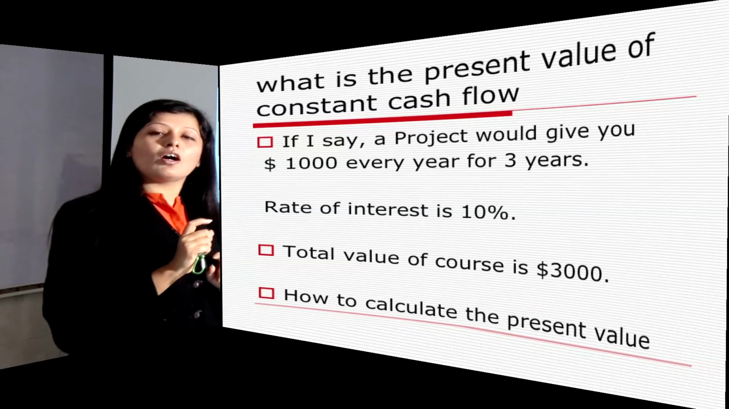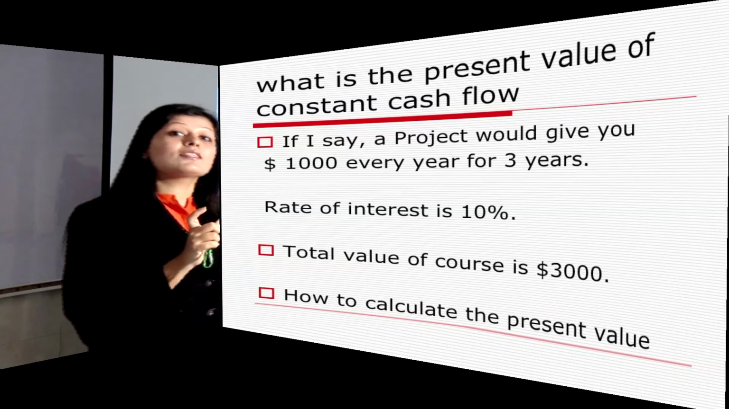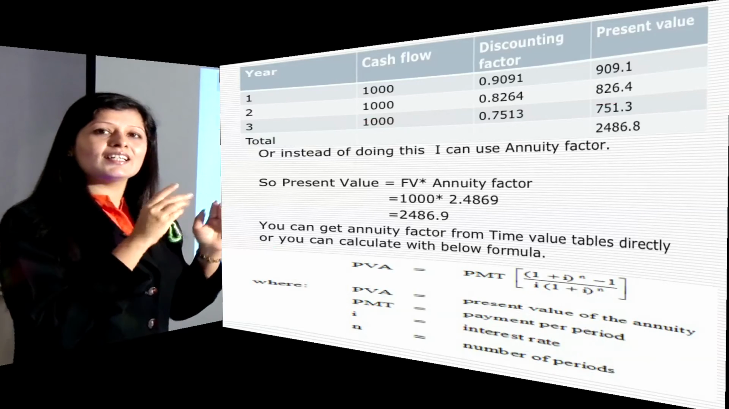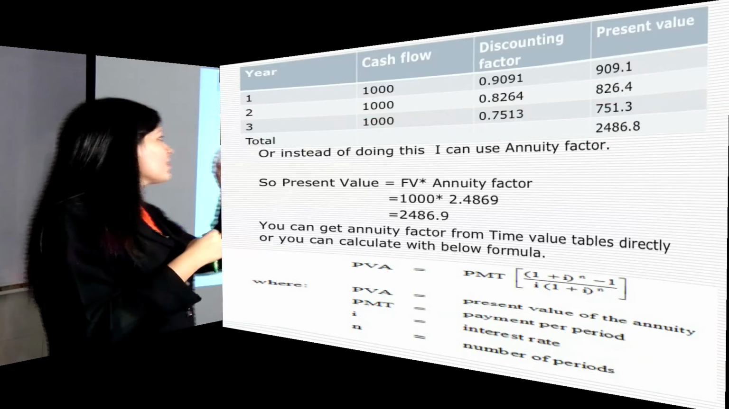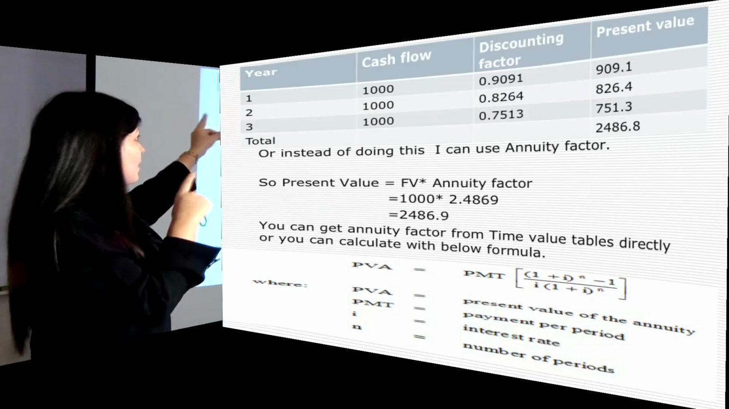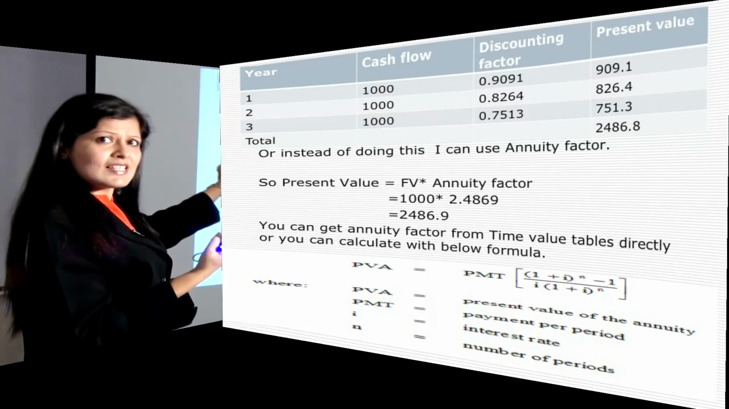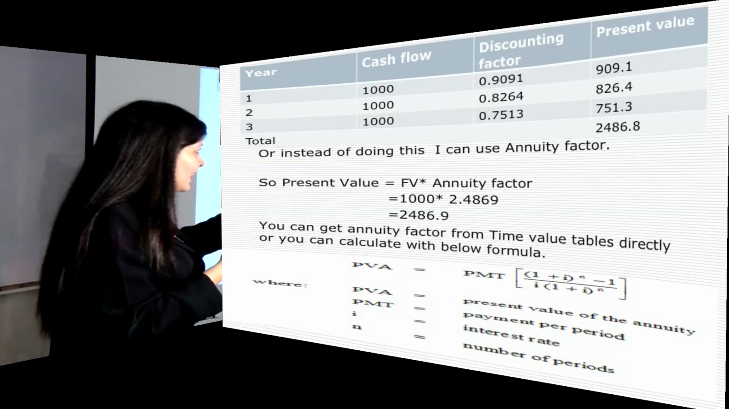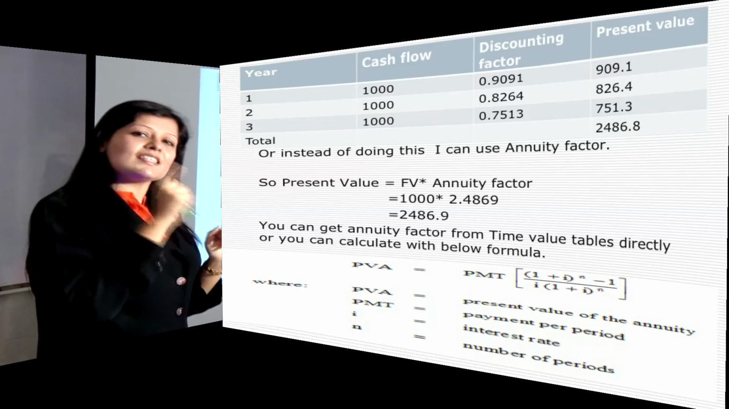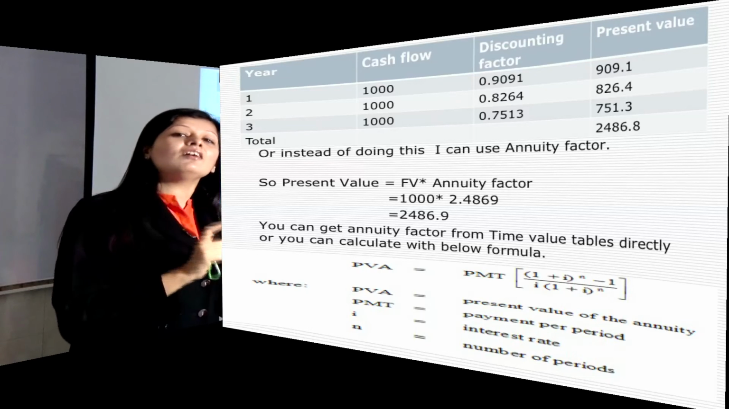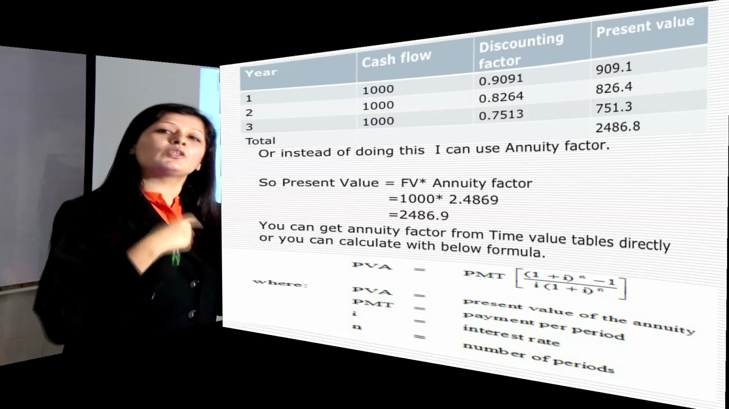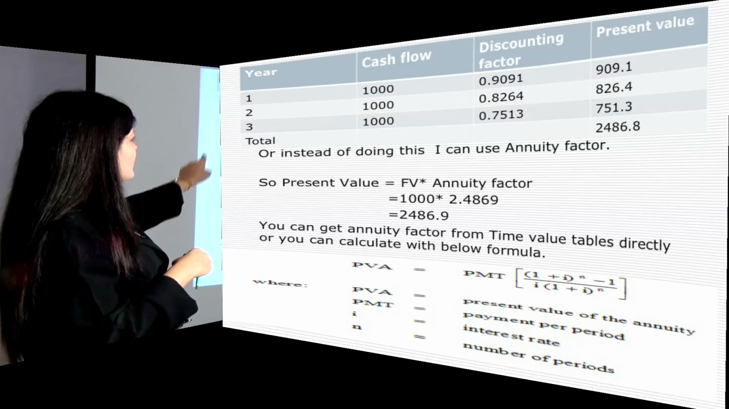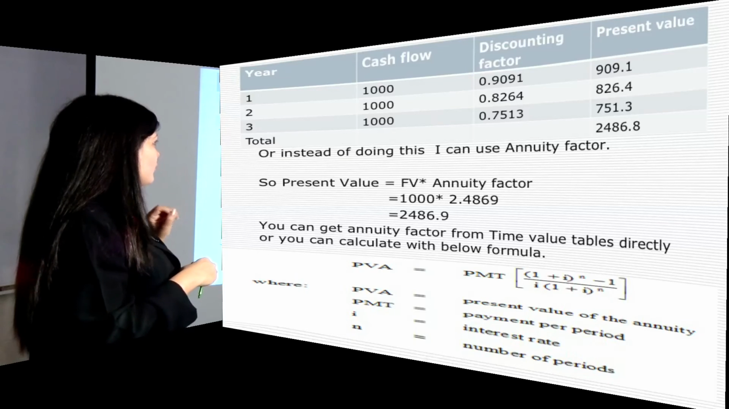Total value of course is 3000. But what is the present value? Go ahead. Now I can calculate this as I showed you for the uneven cash flows, where I kept 1000. In the previous example I kept 1200 and 1500. Same way in this example I am keeping it same, multiplying with the discount factor I get the cash flows. But since there is a constant cash flow, I have a formula called annuity factor with which I can directly calculate the present value. So present value is given by cash flow into the annuity factor.